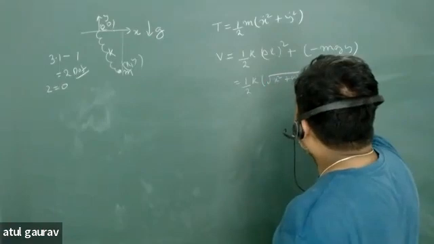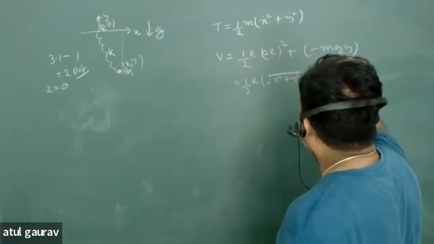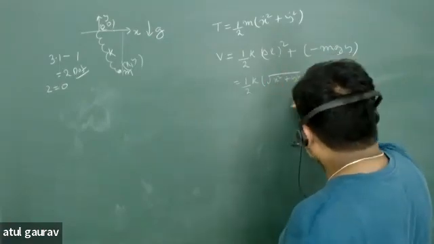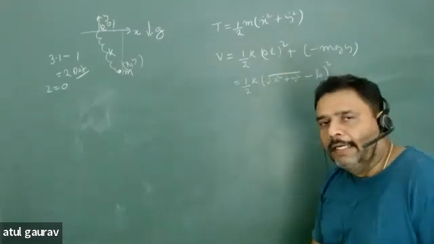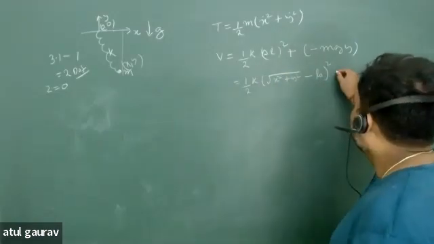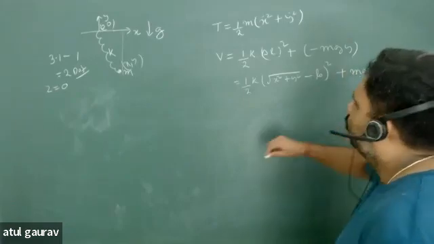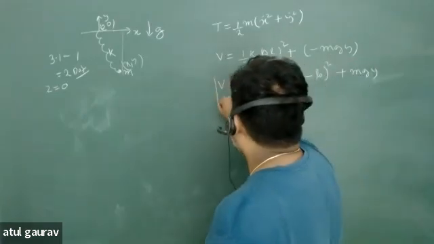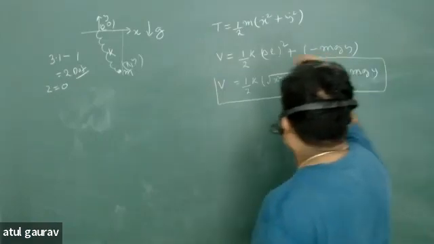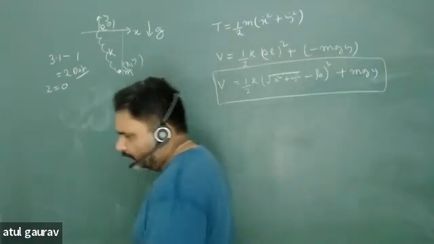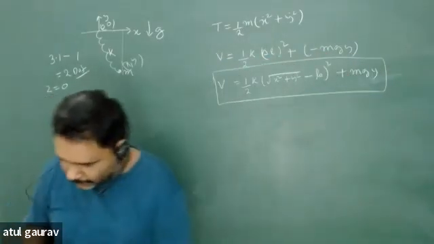And what is the original length? Minus L naught, whole square. This is your stored energy in the spring. So what you have to write? You have to just add mgy. This is my potential energy of the system.